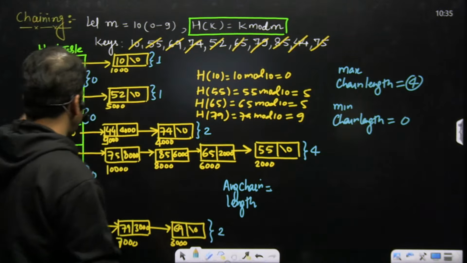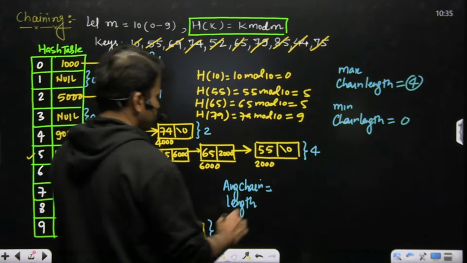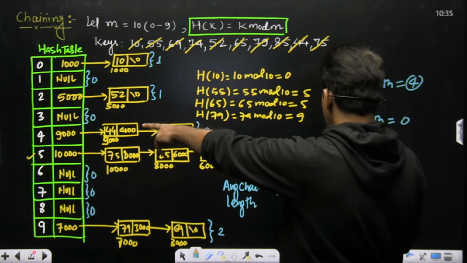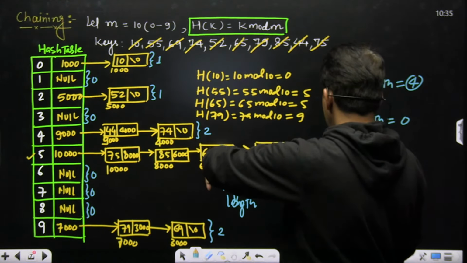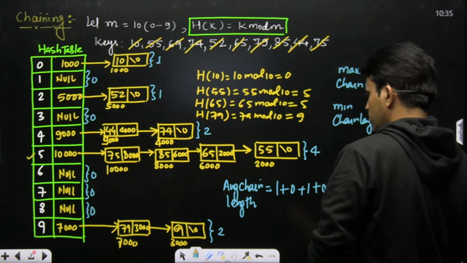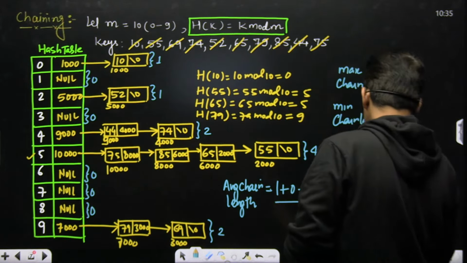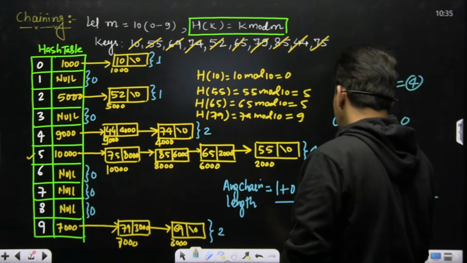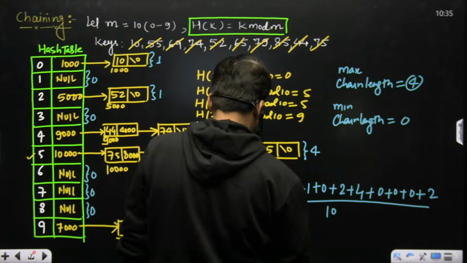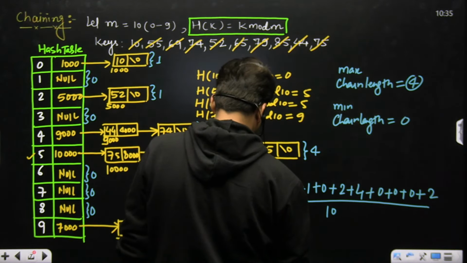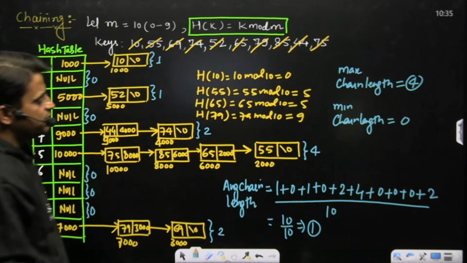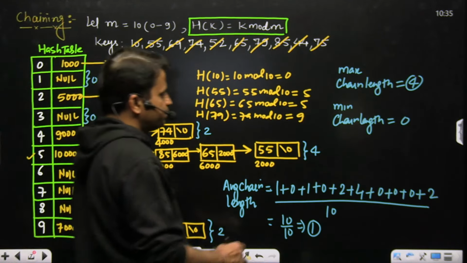Average chain length is the sum of all divided by the size of this hash table. What is the sum of all, students? Sir, first 1 plus this is 0 plus, sir, 1 plus 0 plus, sir, 2 plus, sir, 4. This plus, sir, 0 plus 0 plus 0 plus 2, divided by the size of this overall hash table. How much is it, students? Sir, 10. So 1 plus 1, 2, 4, 8 to 10. So it is 10 divided by 10. So what is the average chain length? 1. So in this way, questions are made in your GATE exam. Okay.